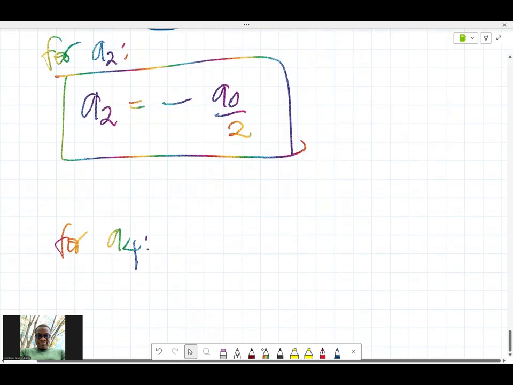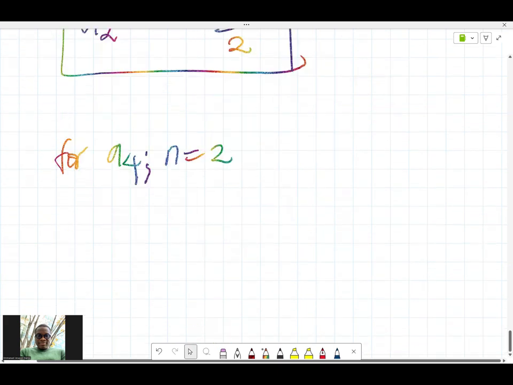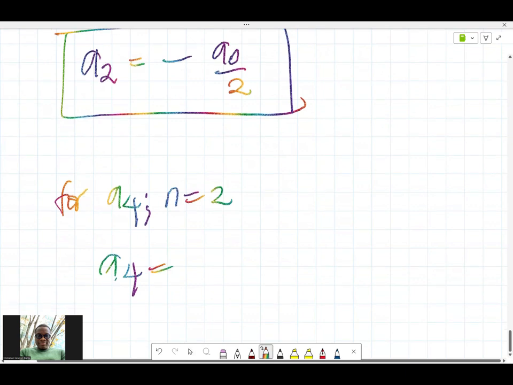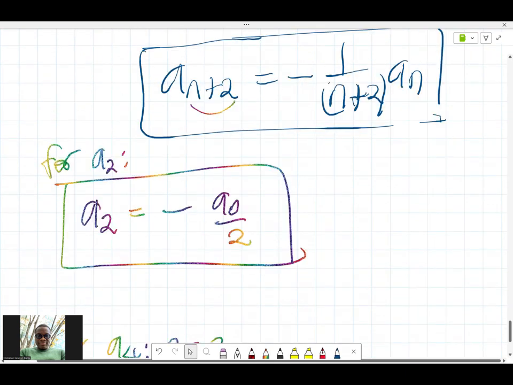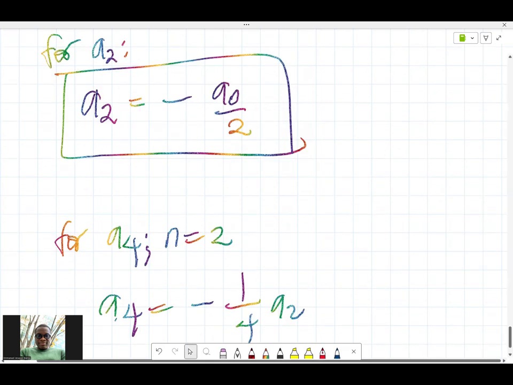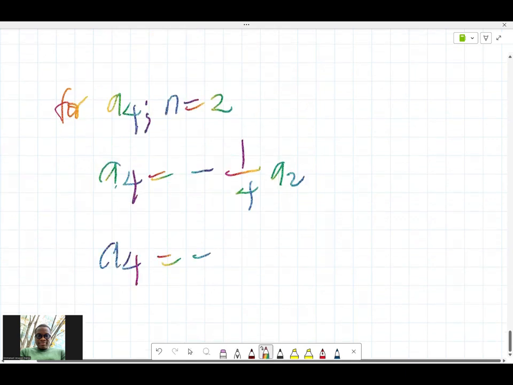So for a4, n is equal to 2. That means a4 is equal to minus 1 over, since n is equal to 2, minus 1 over 4 times a2. Interestingly, we already had a2 to be minus a naught over 2. So that means a4 is equal to minus 1 over 4.